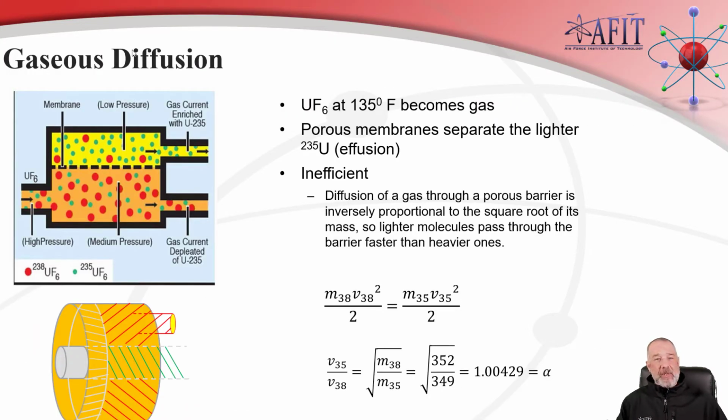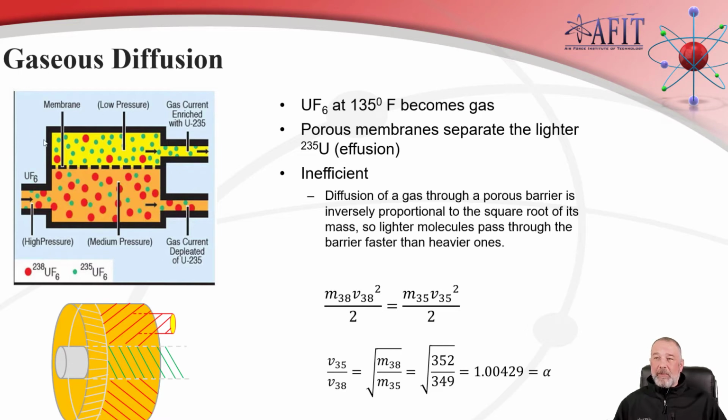Now, gaseous diffusion relies basically on one particular component, and without this component, there is no separation at all. And this component is called the diffusion barrier, and we'll talk about that here in a little bit. But let's take a look at, if I had a whole gaseous diffusion unit, what would it look like, and basically how does it function?